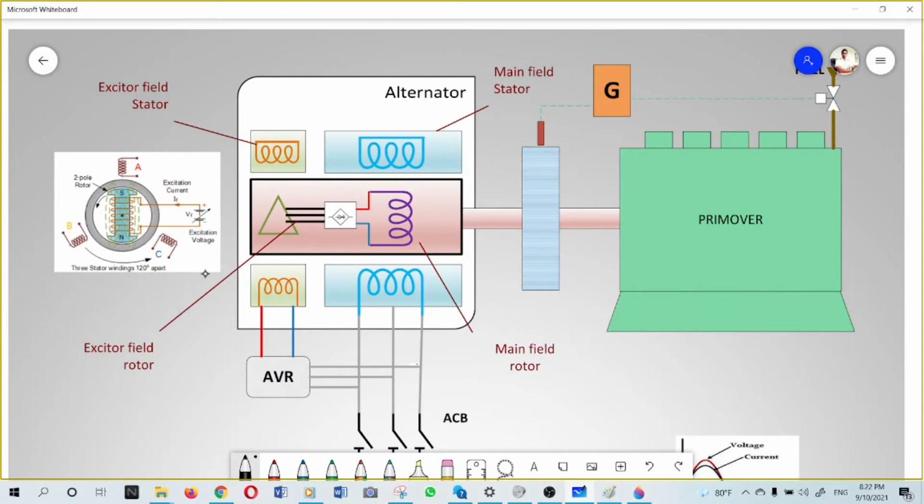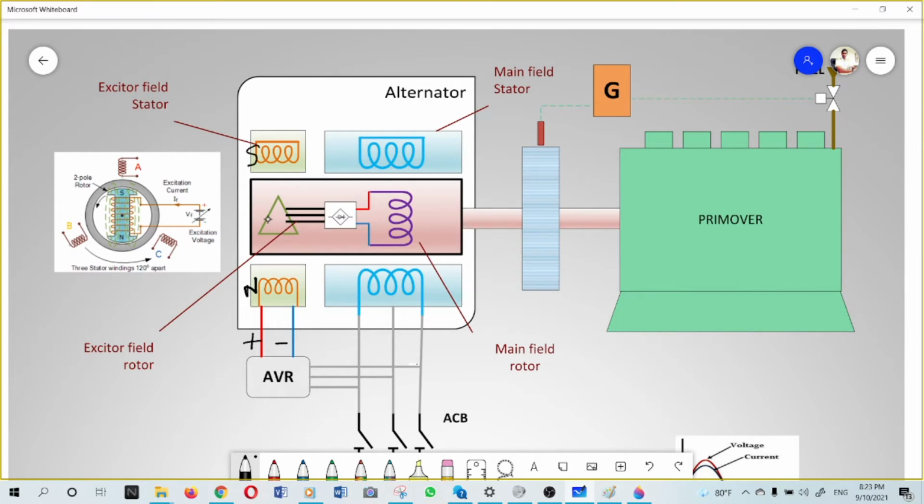Suppose we give some DC voltage here, then there will be current flow in this coil, the exciter field stator. As it is a DC supply, as in the magnetic theory that we have discussed, there will be a permanent magnet here, let's say north south. But in this permanent magnetic field, what will happen? The exciter rotor is turning at the same RPM as the prime mover.